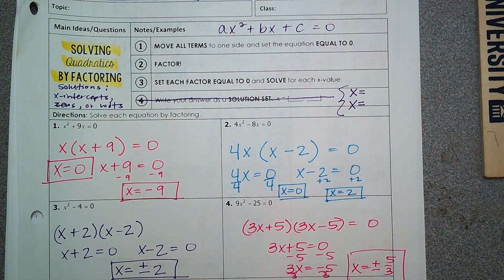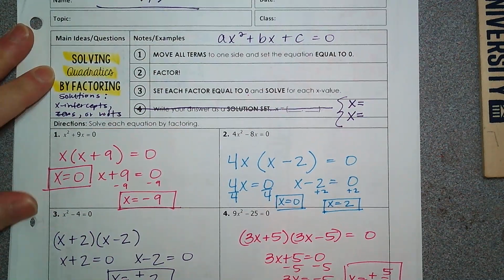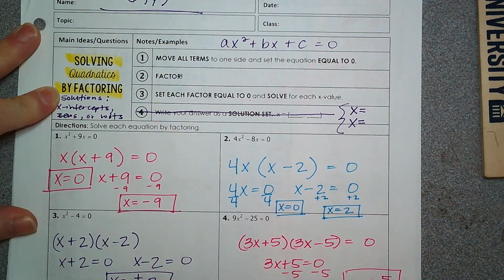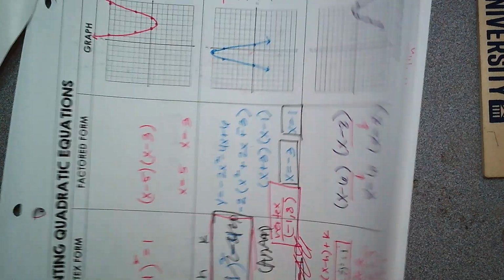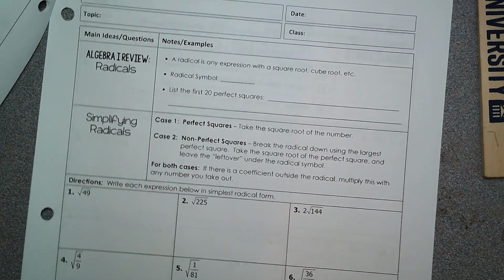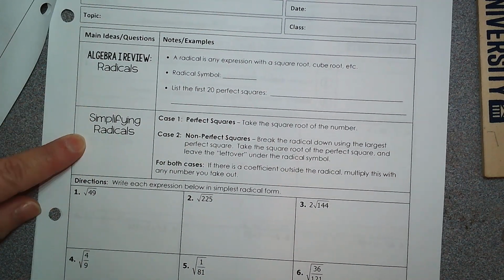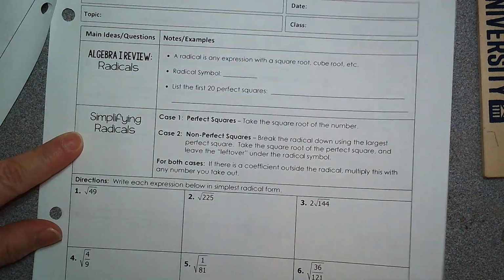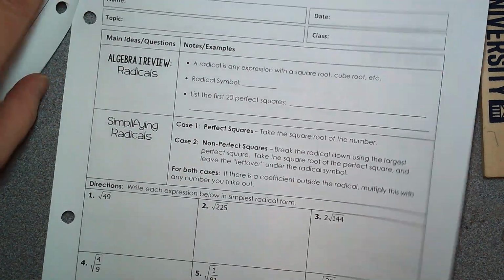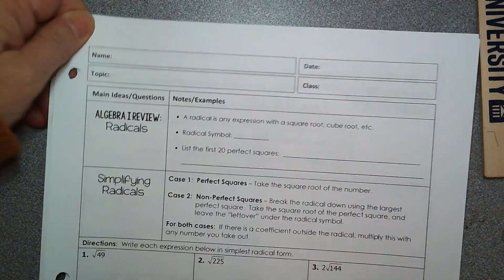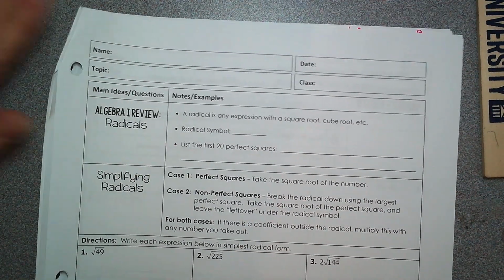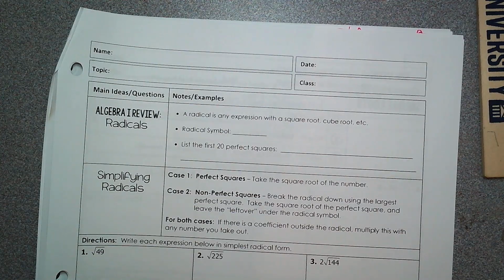We are continuing to learn about quadratics and how to solve them. We have learned how to graph, factor, and complete the square. If you get this packet out, it starts with solving quadratics by factoring, and turn to Algebra 1 review radicals, simplifying radicals. We're going to learn how to solve by using square roots today. This is the fourth way that we have learned, or are learning, to solve a quadratic.